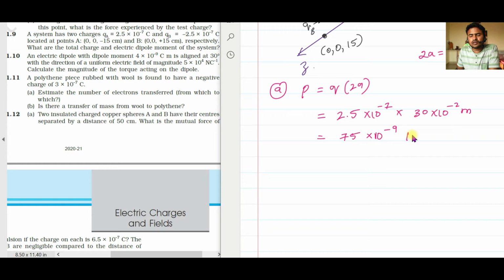The unit is going to be coulomb meter. It is not centimeter, it is coulomb meter. Okay, be careful. So that is your total dipole moment.